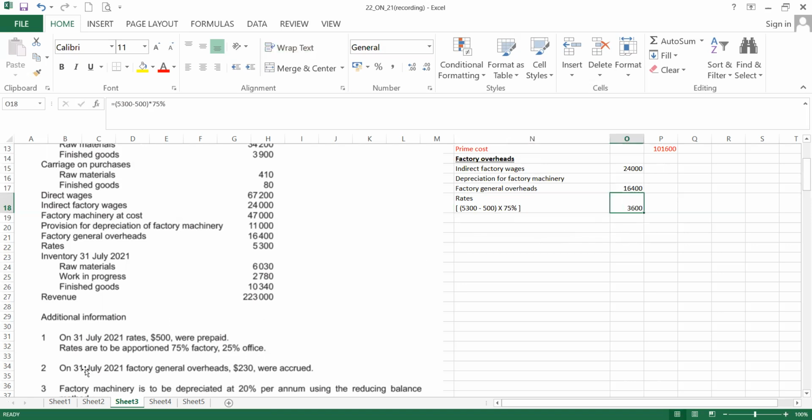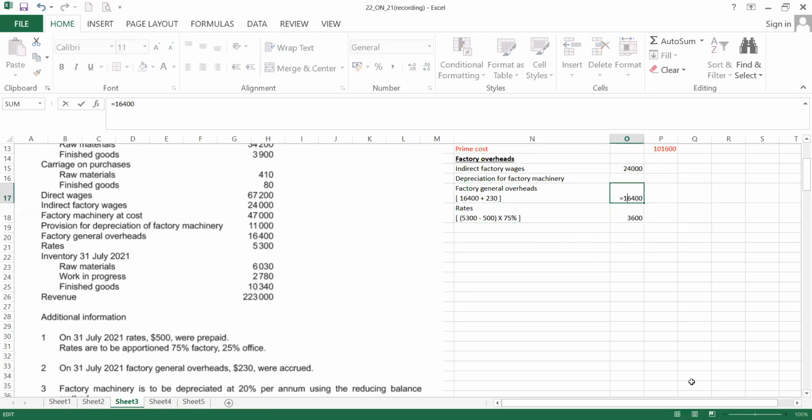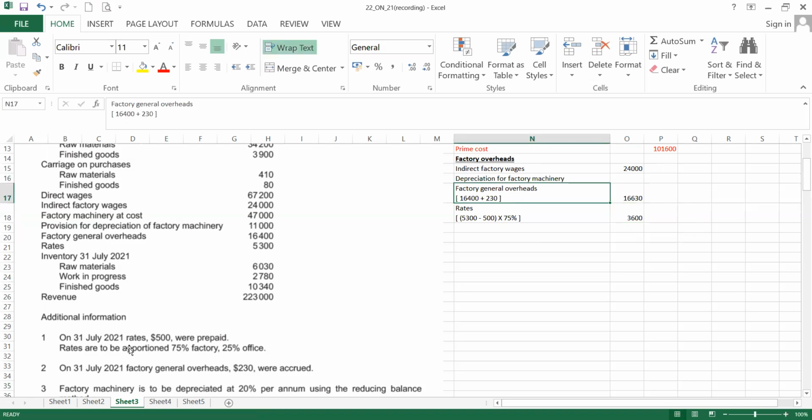Okay, next, on 31st July, factory general overhead of 230 was accrued. This accrued means accrued at the end of the year, so we have to plus. So take 16,400 plus 230. So this is what we get. Take note: accrued at the end of the year has to be plus, and prepaid at the end of the year has to be minus. So there is a general rule for prepaid and accrued amounts.